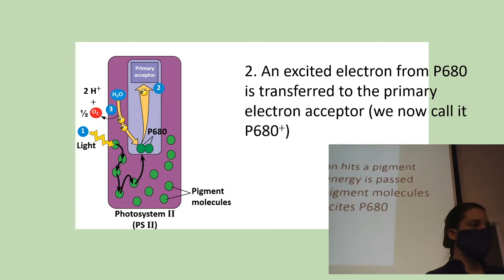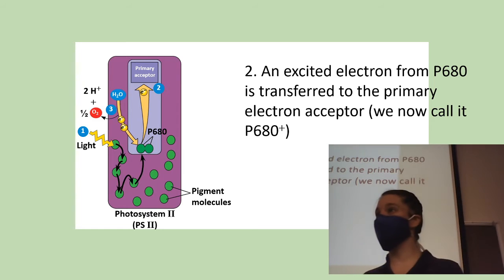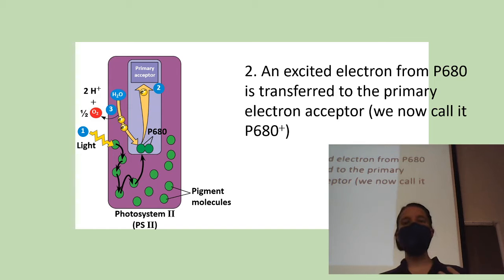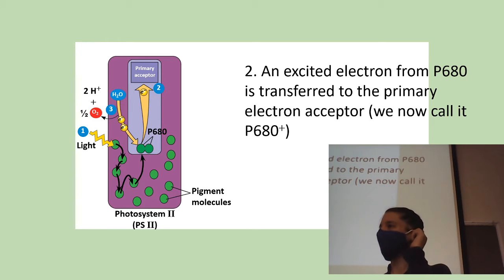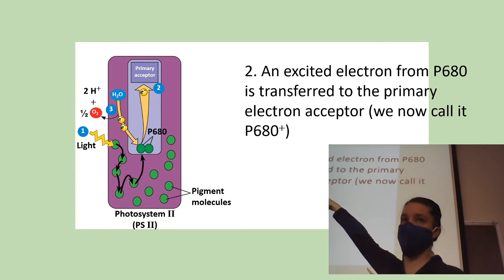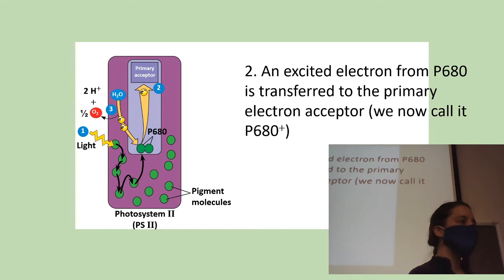When that happens, you bounce this electron up in energy. It used to be low energy. Now it's high energy. And that excited electron gets transferred to this primary acceptor, right? Which is great, right? So now we've got a really excited electron up there by the 2. Okay? Cool. That's great.